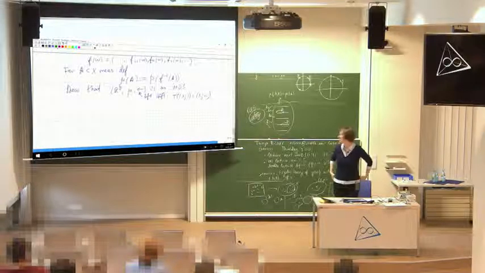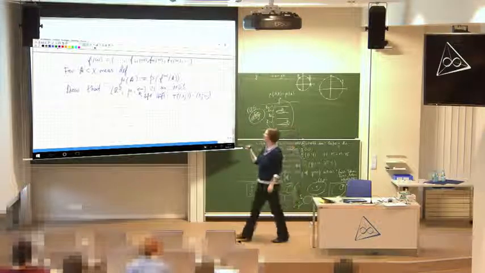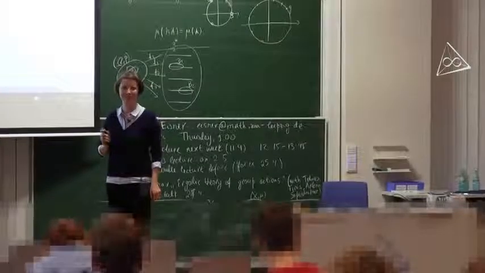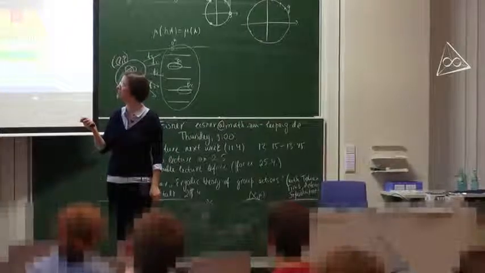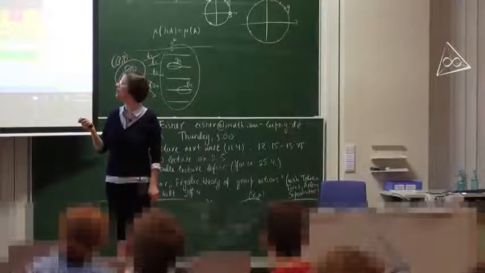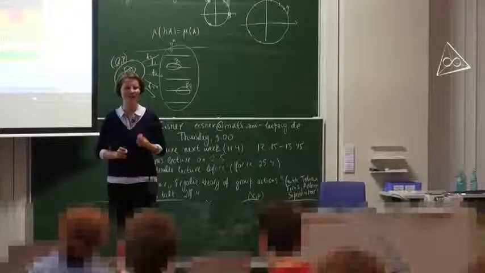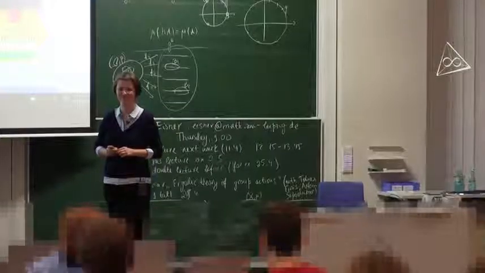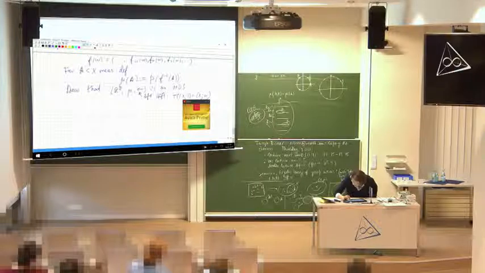So now you see, for all stationary processes, the space is the same and the transformation is the same. It's always the left shift on R to the power Z. So the whole information about the stationary process is here, in the mu.